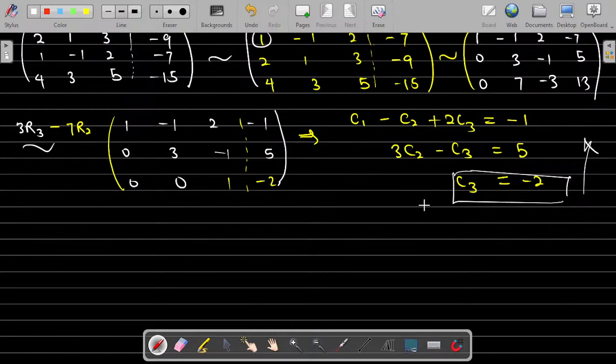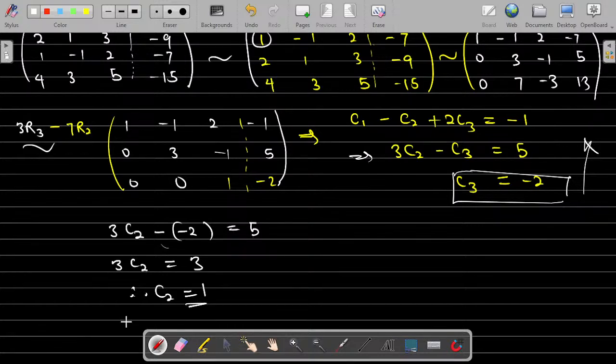So we have C3 as this, and from equation 2, if I substitute my C3, I'm going to have 3C2 minus 2, since my C3 is minus 2, should be equal to 5. That's going to give me 3C2 is equal to 5. Remember, this will become plus 2, and so if it crosses over, it will become minus 2, and that will give me 3, and therefore my C2 is equal to 1. C2 is equal to 1.